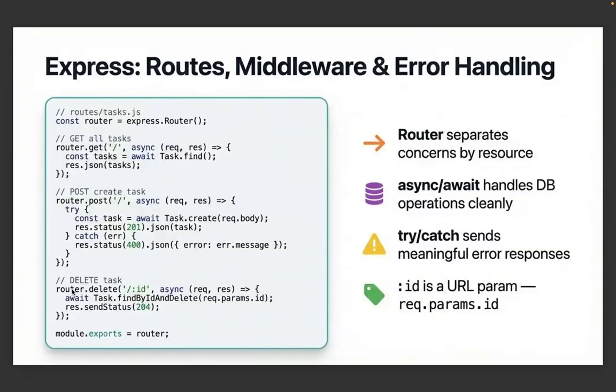And the last pattern I want to mention is the URL parameters. In the delete route, we use something like /:id in the path. Express automatically grabs that value and attaches it to the request object as req.params.id. So Mongoose knows exactly which task to delete.